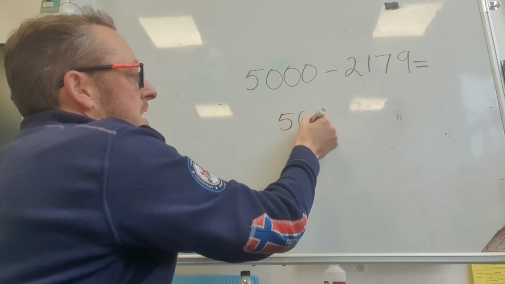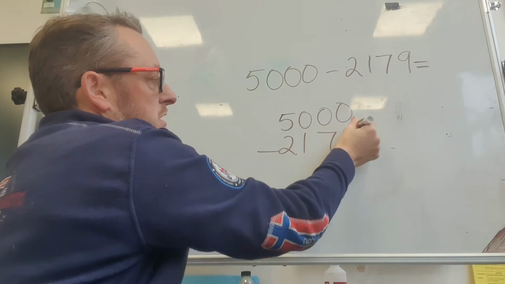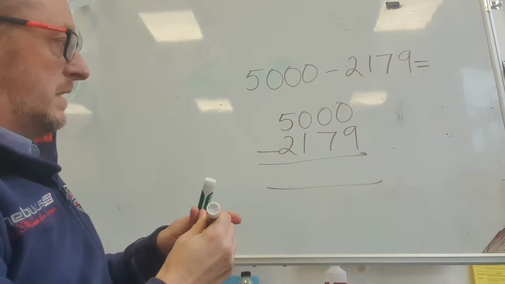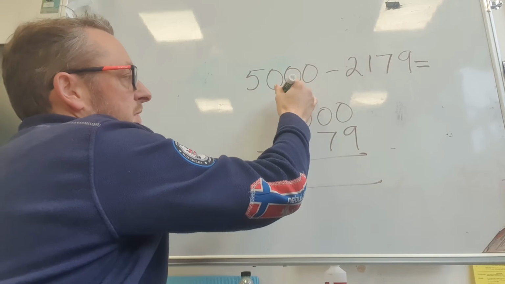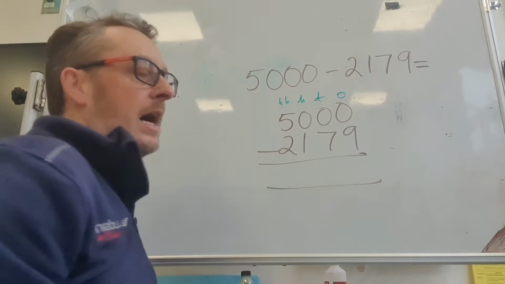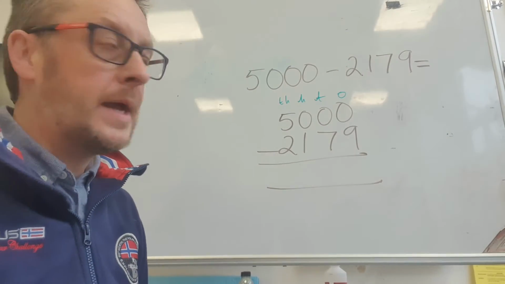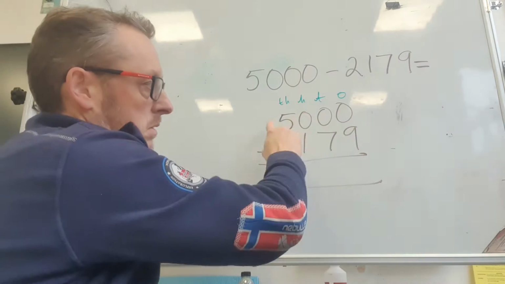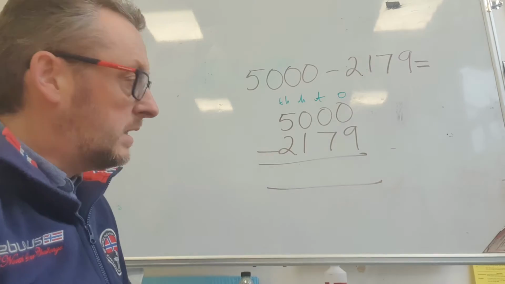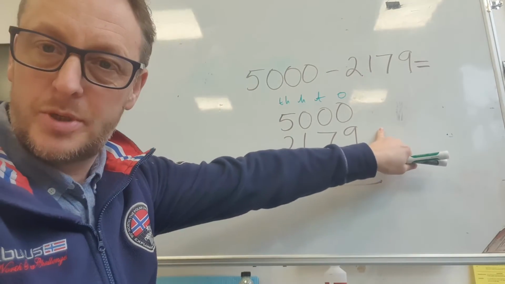Okay, 5,000 subtract 2,179. Okay, and put our place values on. So we've got our thousands, hundreds, tens, and ones. Now, what problem have we got straight away? So it's going to be a bit clunky, isn't it? It's going to be quite long to take all these numbers away.